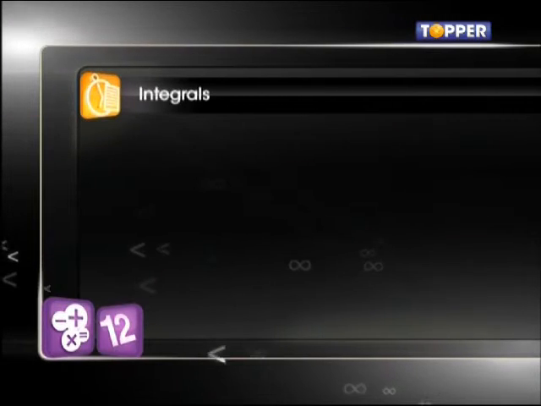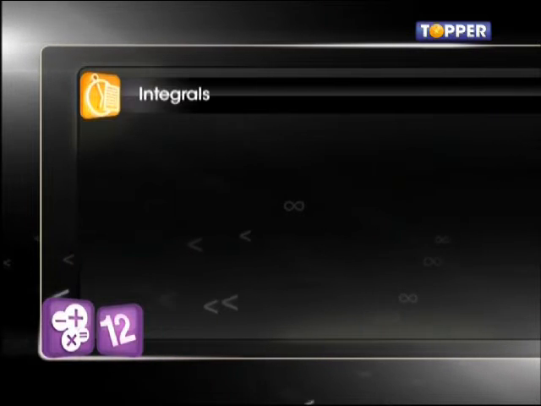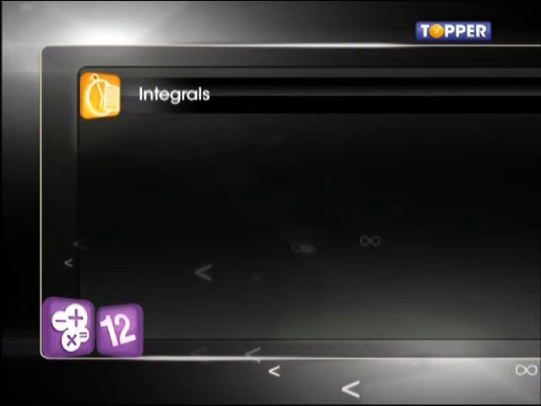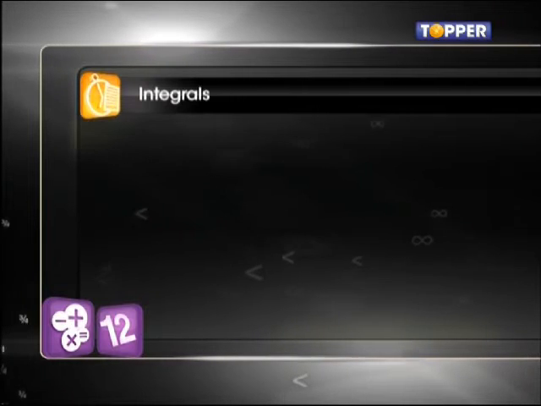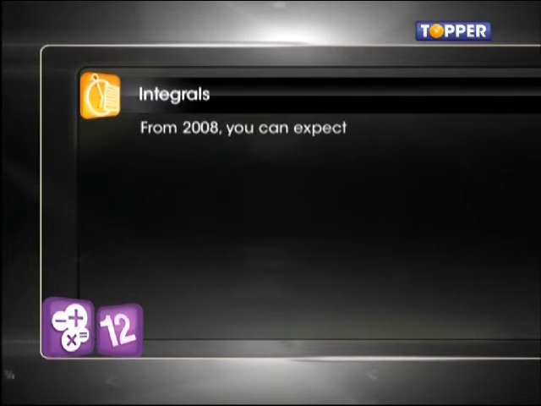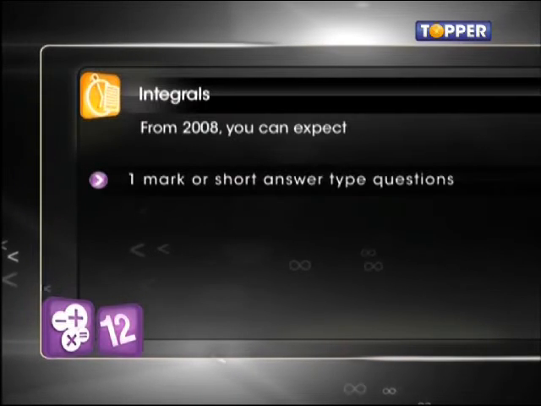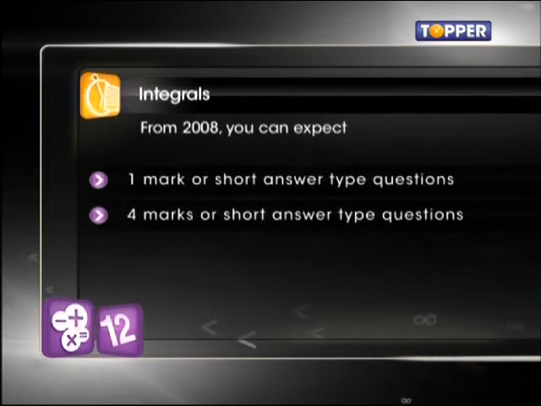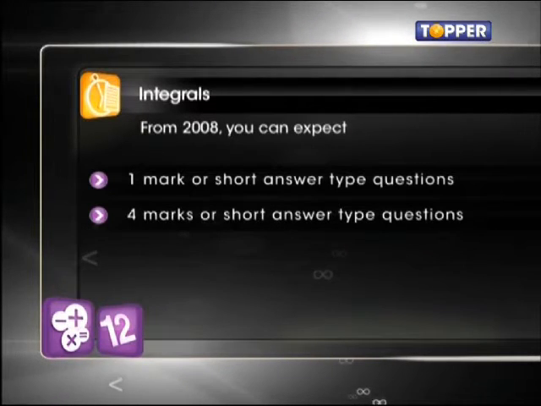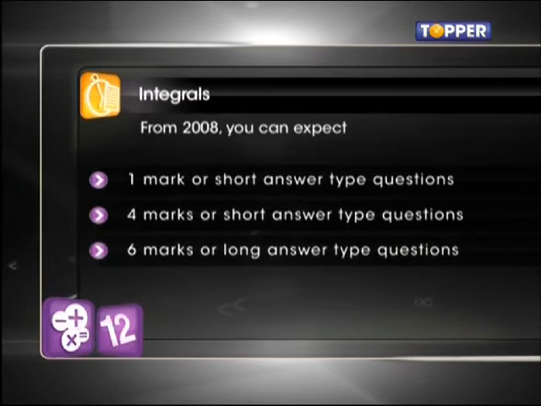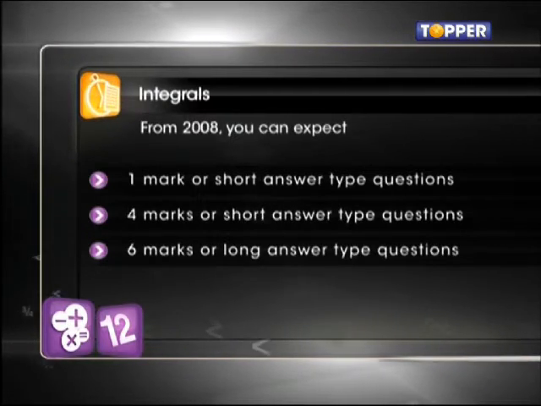Before we study the past year's trends for integrals, you should know that the CBSE marking scheme has changed since 2008. Under the new marking scheme system, the CBSE asks 3 types of questions: 1 mark or very small answer type questions, 4 mark or short answer type questions, and 6 mark or long answer type questions. Although you can expect a few surprises, we can safely assume that 1 6 marks or long answer type question will be based on this chapter.